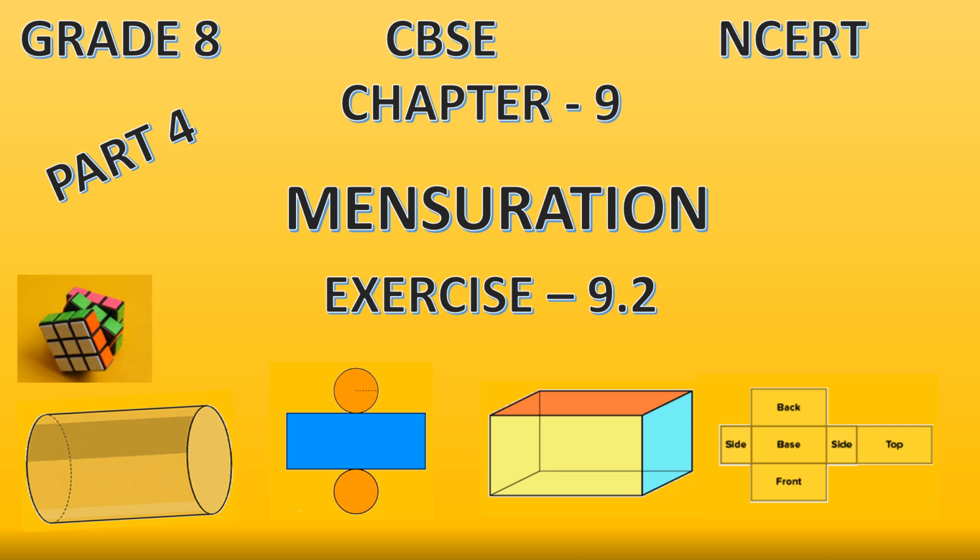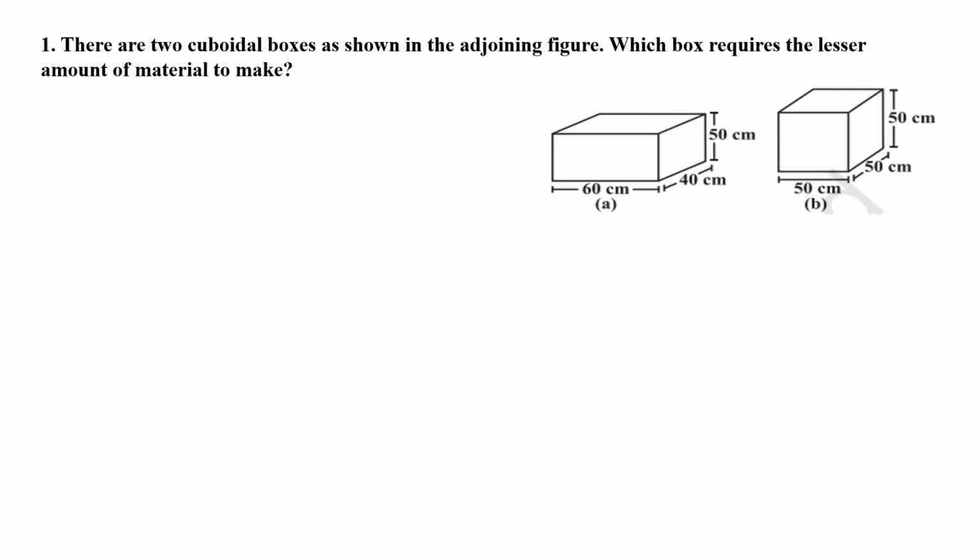This is Sweta here and today in this video I will be solving the questions given in exercise 9.2 of the chapter Mensuration. Now the first question. There are two cuboidal boxes as shown in the adjoining figure. Which box requires the lesser amount of material to make?